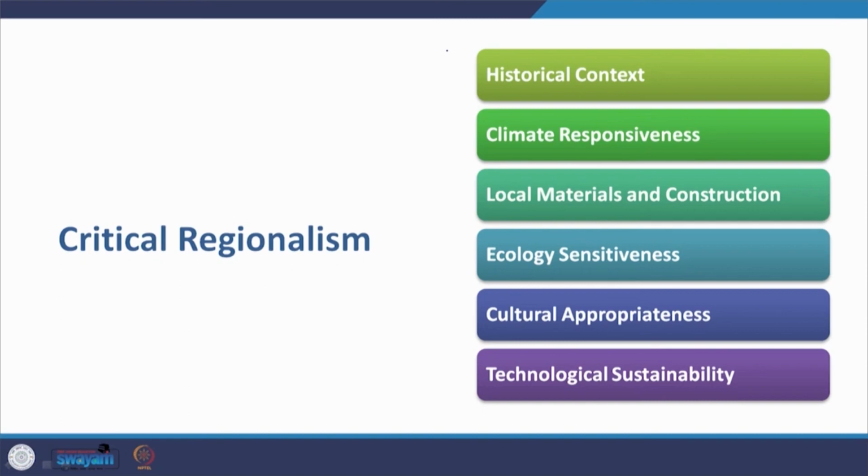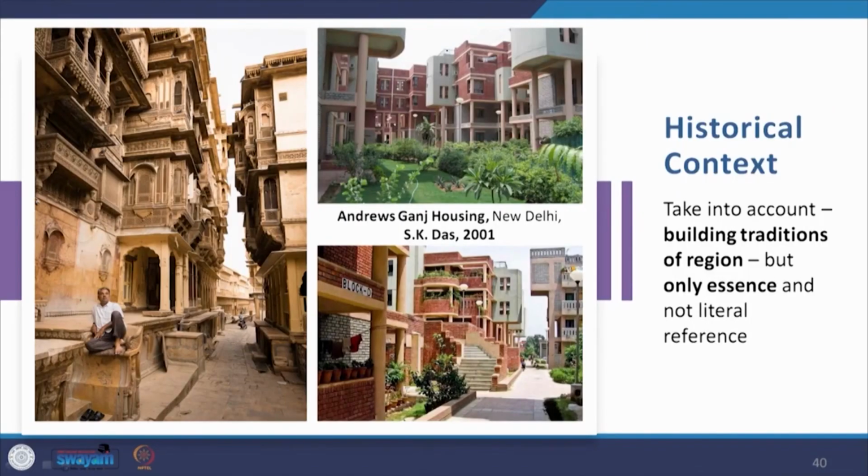So, in critical regionalism, we will be looking at historical context, climate responsiveness, local materials in construction, ecological sensitiveness, cultural appropriateness, and technological sustainability. Historical context, for example, is like Andrewsganj housing by S.K. Das in 2001, which takes into account the building tradition of the region, takes this image from Jaisalmer of mutual shading and brings that idea here in the streetscape of the housing, but only the essence, not a literal reference.